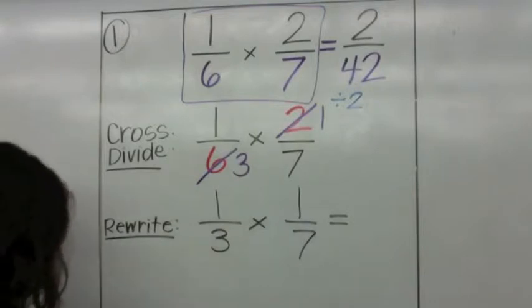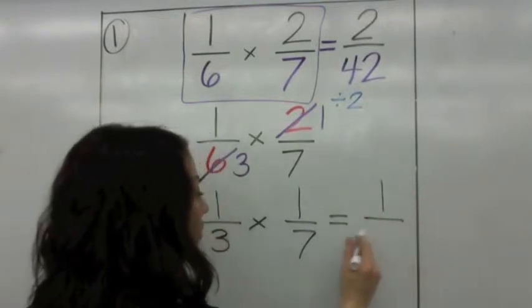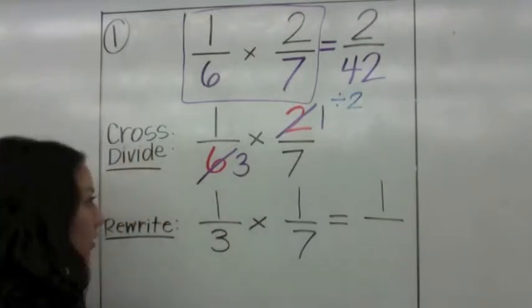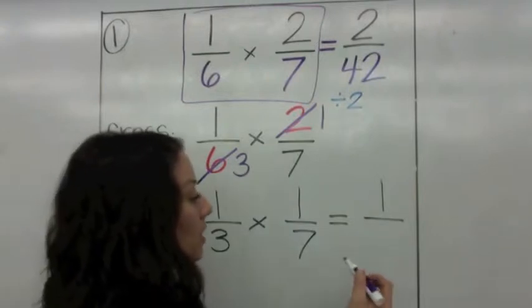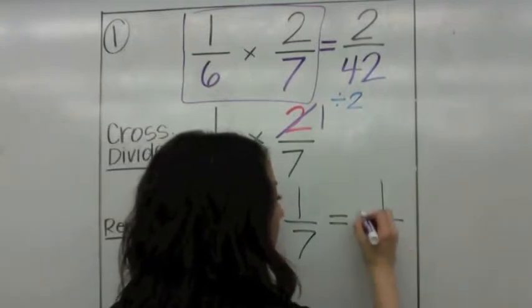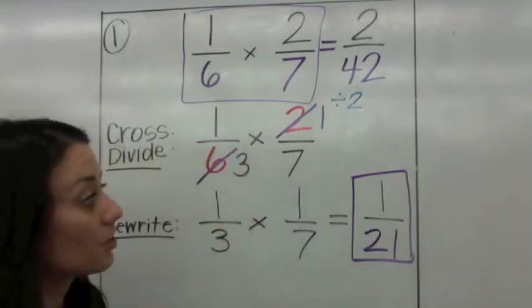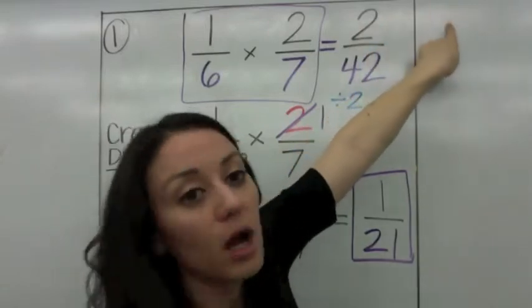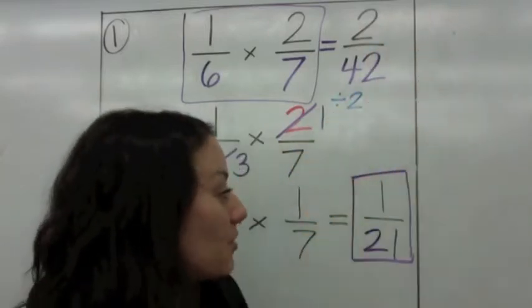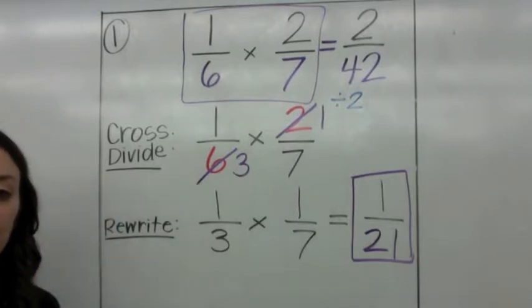Okay. So you have 1 times 1 is 1 over, what about 3 times 27? 3 times 27. What is it? It's 21. That's right. Okay. So you would have the same answer as if you divided the top and the bottom by 2. 2 divided by 2 is 1. 42 divided by 2 is 21. But we cross-divided instead. Get this down.